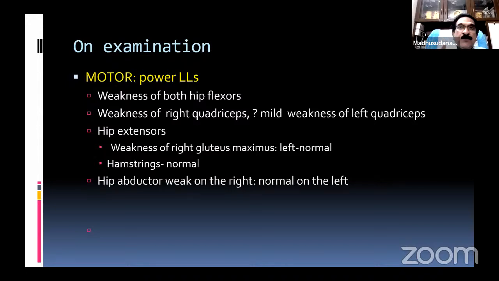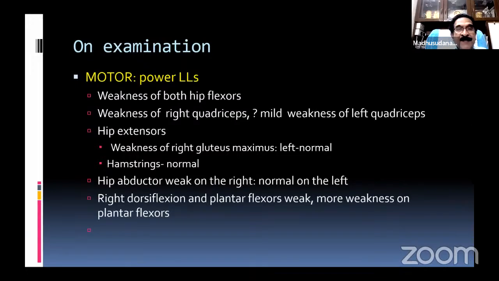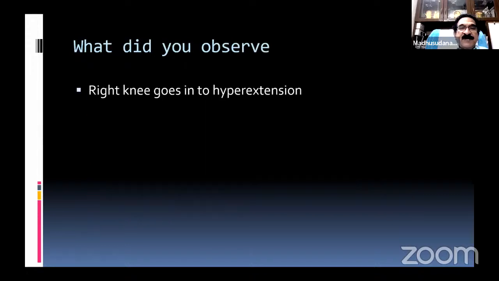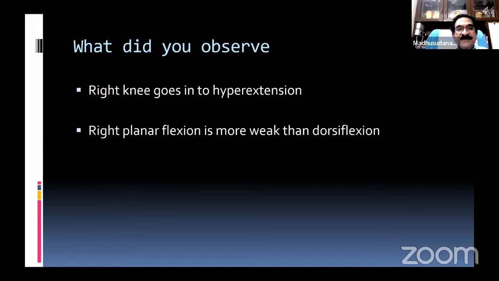Somebody picked up mild waddling, it is there, but that is because of the gluteus medius on the right side, not on the left side. But his complaint was all on the left side. He said he is unable to lift up his left leg. That's not what he said. And right dorsiflexion and plantar flexion are weak, but more weakness on the right plantar flexion, not on the dorsiflexion. So right knee goes into hyperextension, with such an associated lower motor neuron lesion.